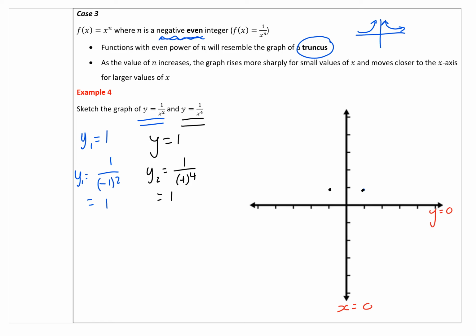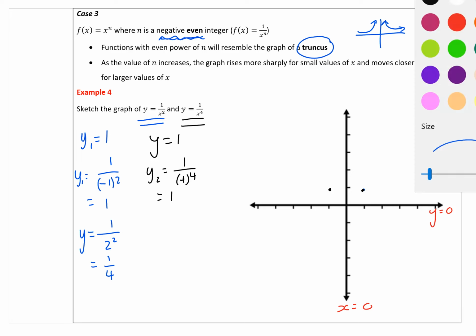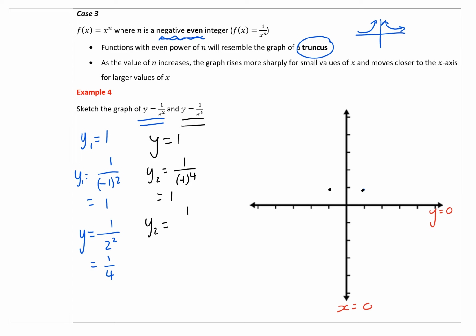So let's see what happens to the right of 1. If I subbed in 2, then y equals 1 over 2 squared, which is a quarter, relative to y2, which is 1 over 2 to the 4, which is a 16th. I know that 1/16 is a lot closer to 0 than 1/4. So in fact, to the right of this point here, we're going to approach really quickly. And the graph of 1 over x squared will not approach quite so quickly.